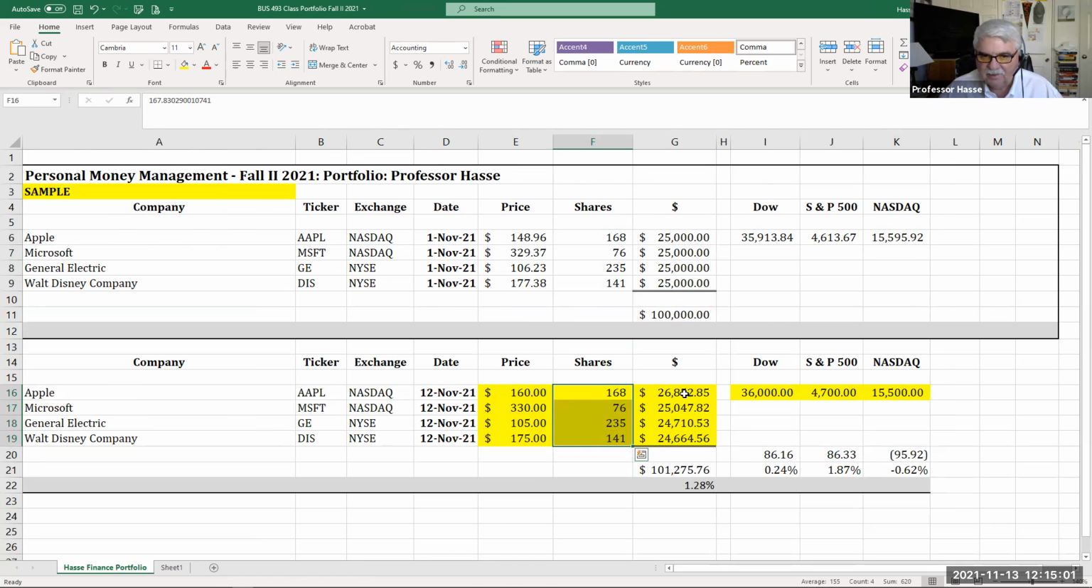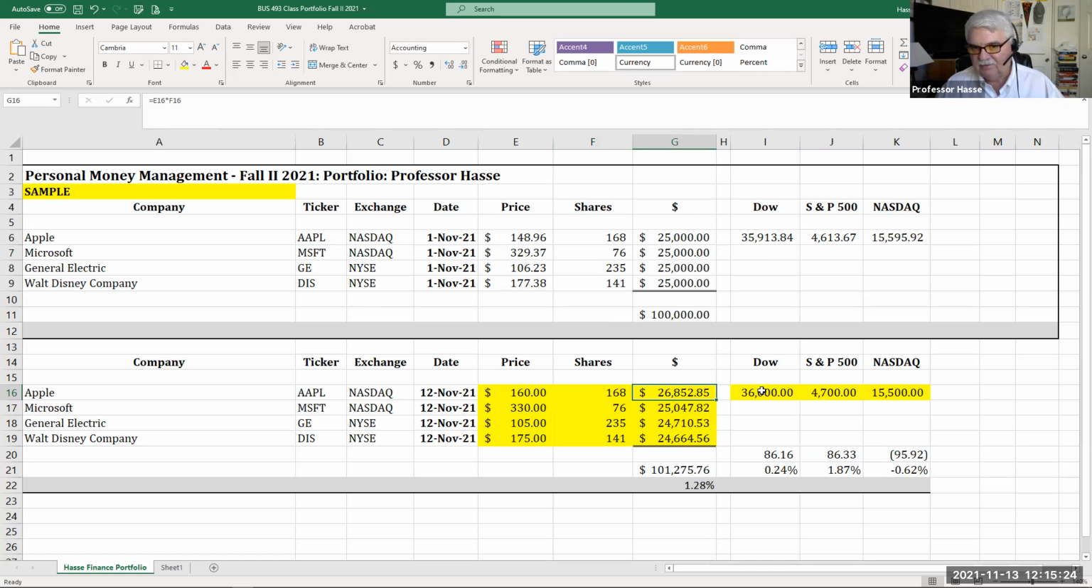Then you'll do a formula in this cell, multiplying your new stock price as of Friday the 12th times the amount of shares you originally purchased, and you'll get this number. And you can see the formula in that cell. This portfolio is posted in the week 2 or class 2 Blackboard, so you can use this as your example.